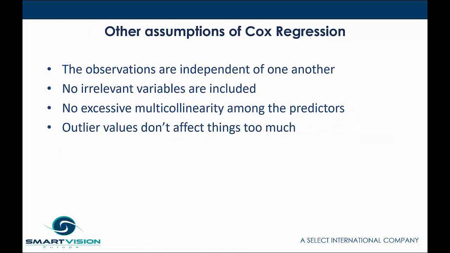There are other assumptions associated with Cox regression. Basically, the observations should be independent of one another, you're not including any irrelevant variables, you don't tend to have a lot of multicollinearity, very strong correlations among the predictors, and you don't have too many extreme or outlier values that are going to affect things too much.